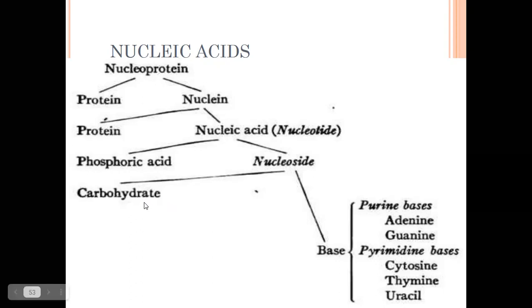Carbohydrates are also called sugars. They are again divided into two types: one is deoxyribosugar, the second one is ribosugar. And the nitrogenous bases are again of two types: purine and pyrimidine. Purines are two: adenine and guanine. Pyrimidines are three: cytosine, thymine, and uracil. This is the total composition of nucleic acid flowchart.